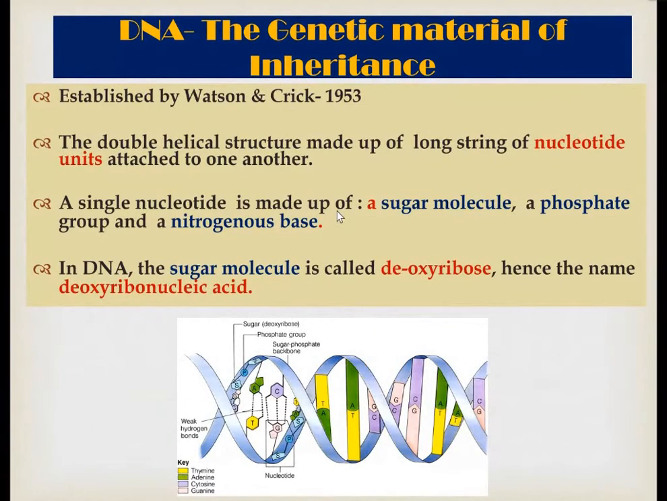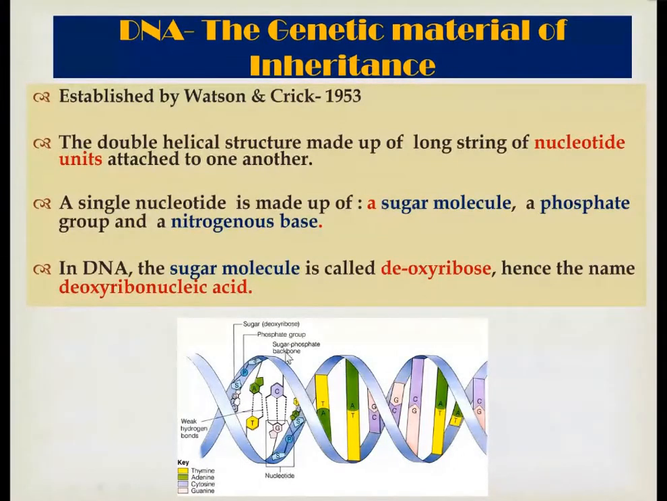So this is a kind of revision for you. So DNA is the genetic material of the inheritance, which was established by Watson and Crick in 1953. So just see this diagram. You can see the double helical structure. Can you see the double helical structure with string of the nucleotide?